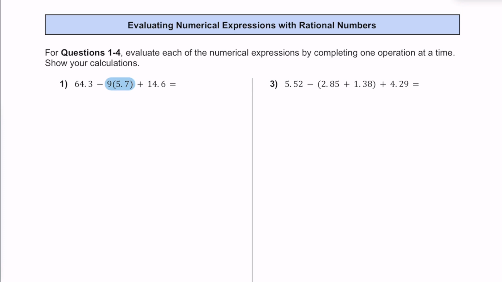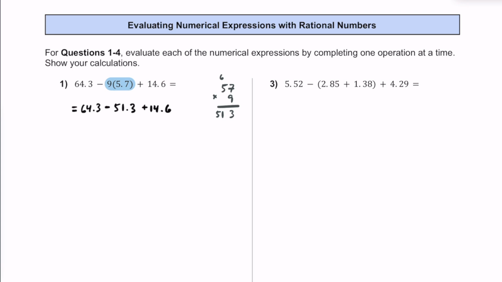This is 9 times this 5.7. We generally just ignore the decimals and just multiply, so we'll do 57 times 9. So that's going to be 63, carry the 6. 9 times 5 is 45, plus the 6 is going to be 51. So we know this is going to be 51.3, just because we have to put the decimal back in there. So this is going to be 64.3 minus 51.3, and then plus 14.6.